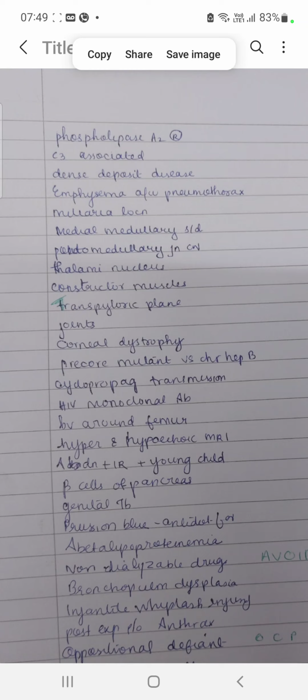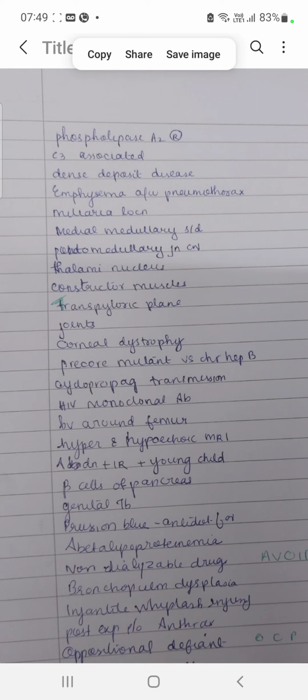Joints, you have to remember mainly saddle joints: calcaneocuboid, then sternoclavicular, then malleoincudal. These three are important.